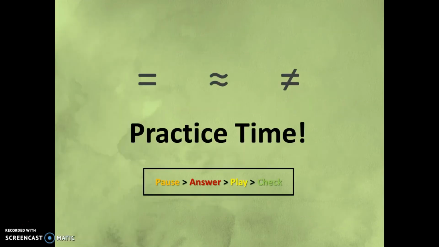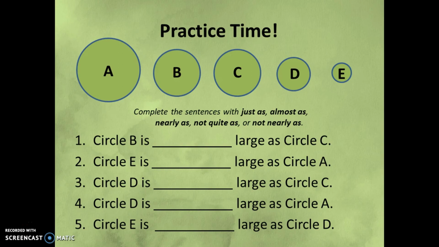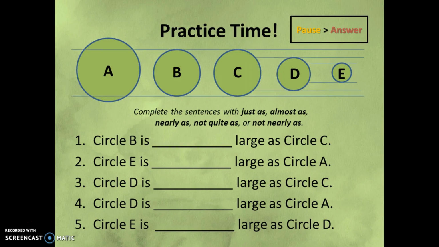Now it's time to do some practice. When we do practice in these videos, there are 4 steps. First, you need to pause the video. Then you should get a notebook and write down your answers to the questions. After you've answered all of the questions, play the video again and check your answers with me. Here are 5 circles. I want you to pause the video and answer the sentences, completing them with just as, almost as, nearly as, not quite as, or not nearly as. Now I've drawn some lines to help you better with the comparisons. So go ahead, pause the video and answer the questions in your notebook.